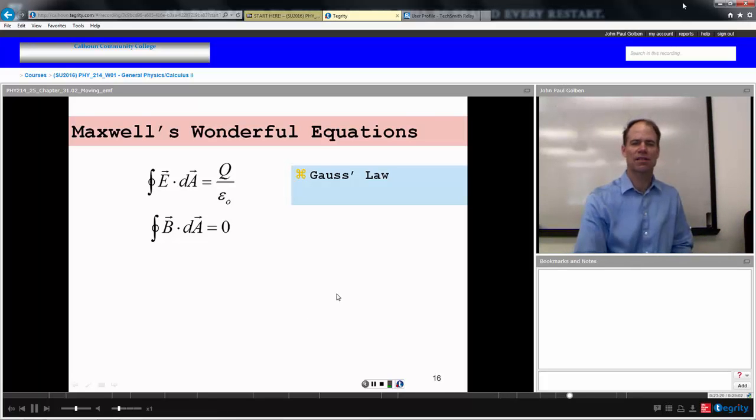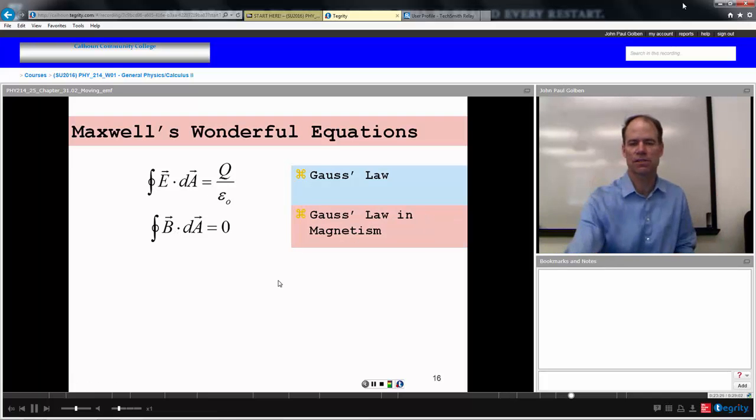There's also Gauss's law for magnetism. The integral of a B field over a closed surface is equal to 0, basically stating that there are no such things as monopoles, magnetic monopoles. You can't enclose a North Pole or a South Pole by themselves.